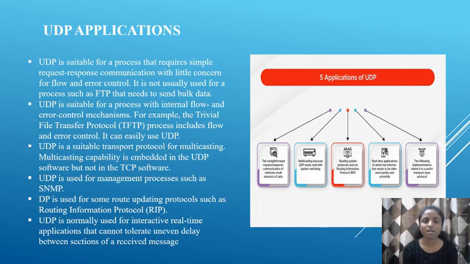UDP is a suitable transport protocol for multicasting. Multicasting capability is embedded in the UDP software but not in the TCP software. UDP is used for management processes such as SNMP. UDP is used for some route updating protocols such as Routing Information Protocol, that is RIP. UDP is normally used for interactive real-time applications that cannot tolerate uneven delay between sections of a received message. And this picture shows the top 5 applications of UDP.